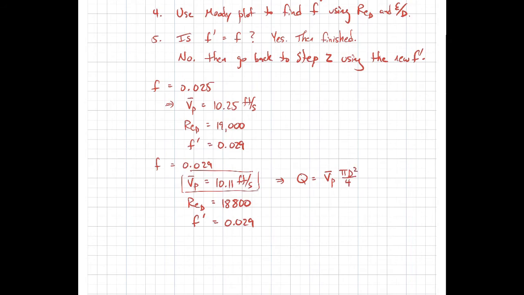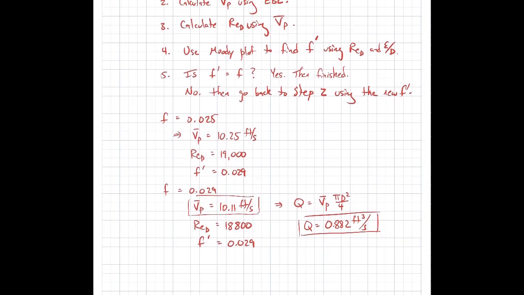I'm sorry, the pipe cross-sectional area, I should have said. And we can go ahead and calculate that out. That'll come out to be 0.882 cubic feet per second, which is what we were asked to find. So that's how you do this kind of type 2 pipe system iterative approach.